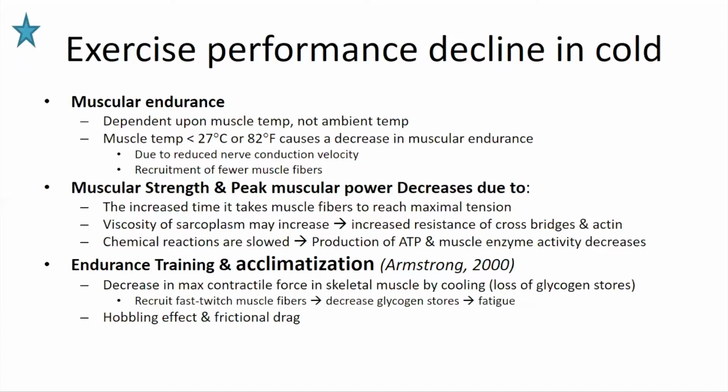Also, if we recall, enzymes perform within certain limits. So when our pH falls outside certain limits, or when temperature falls outside certain limits, the chemical reactions will be slowed. So in cold, the chemical reactions are going to be slowed, and this is going to reduce the peak power and muscular strength that we can develop.